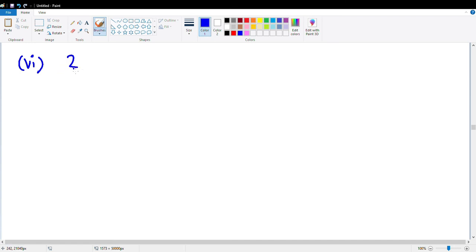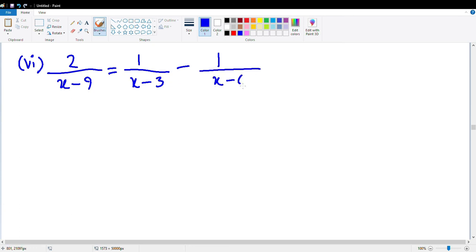We have 2 over x minus 9 equals 1 over x minus 3 minus 1 over x minus 4. So what we're going to do is take the LCM. I told you we're saving the LCM of the equation for this one, so we're going to use it on this one.